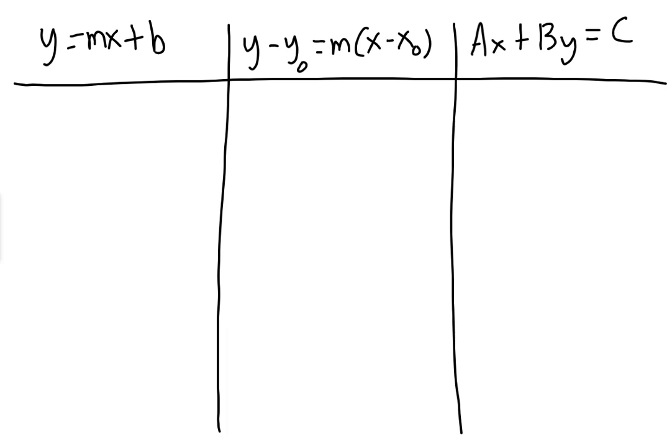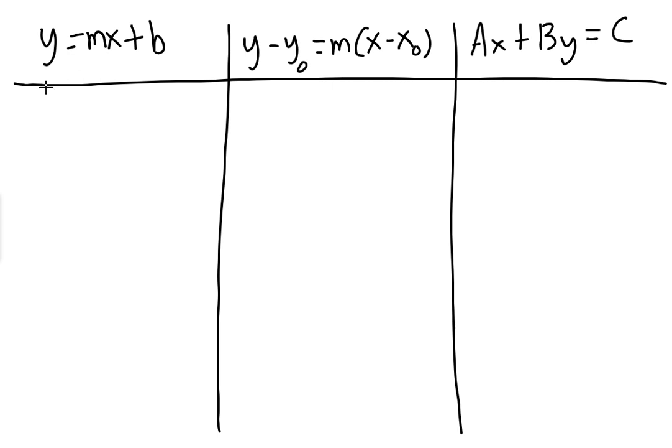So you've learned a bunch of equations for straight lines. We have mx plus b form. We have y minus y naught equals m times x minus x naught. And you have ax plus by equals c. Which one do you want to use? Well, it really just depends on what you're given and what you're asked for.